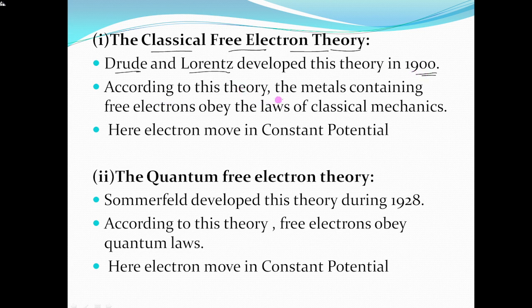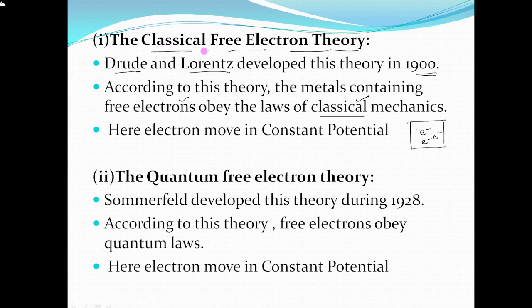According to this theory, the metal contains free electrons. These electrons obey classical laws. Next, here electrons move in a constant potential. Means, in a metal, the electrons will be moving all over the metal, so the electron will be moving in constant potential. Everywhere in the whole metal, the potential will be the same.